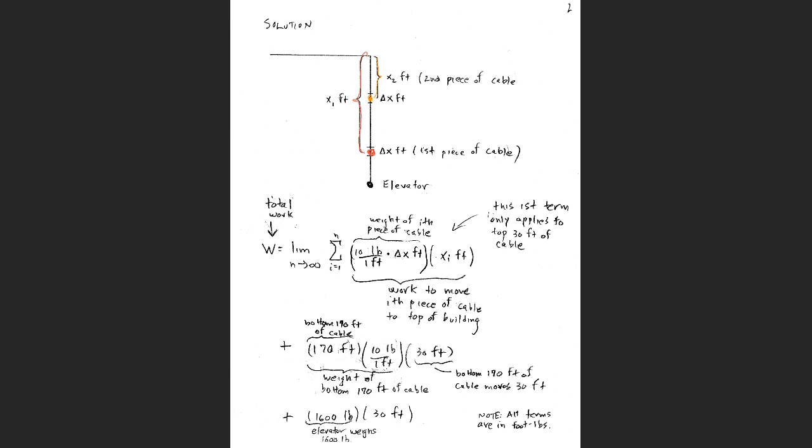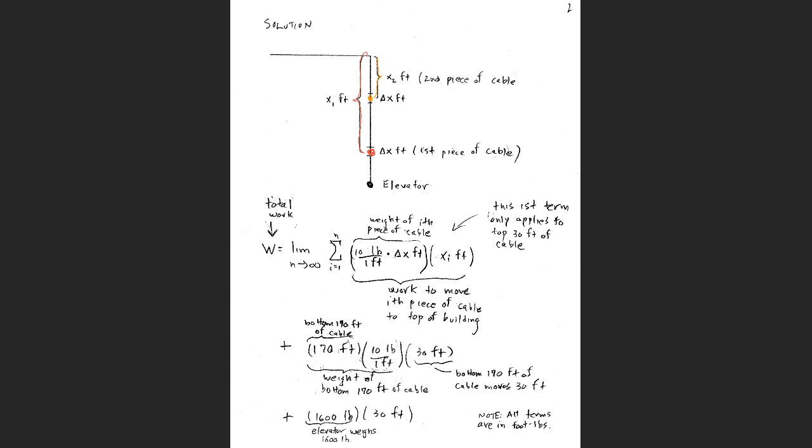So you see, what we're going to do with the top 30 feet of cable is slice it up into chunks of cable. Bringing up the top 30 feet of cable to the top of the building so the elevator can move 30 feet would be equivalent to breaking it up into little pieces, and then bringing up each little piece separately to the top of the building. So if we can find an expression to represent the work needed in bringing a piece of cable to the top of the building, that's going to help.